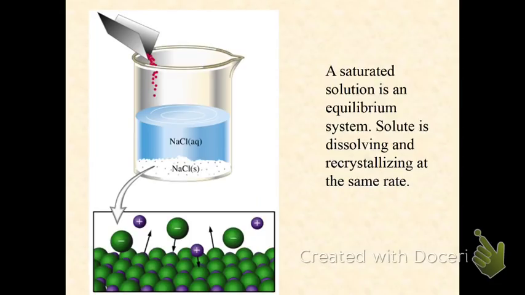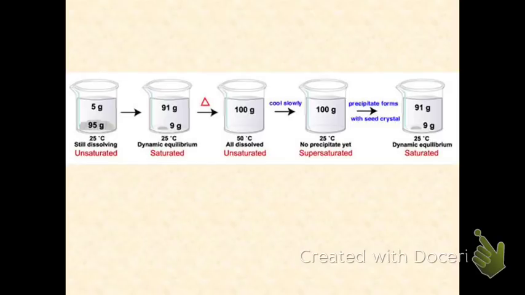A saturated solution, we'll say again, is at equilibrium. Next semester, equilibrium is going to be a huge topic for us, and we will be talking about solution equilibrium as well. And that is, of course, when the solute is dissolving and recrystallizing at the same rate. So it looks like nothing's going on in a dynamic equilibrium, but in fact it is. It's just happening on the particulate level. Here's an example of going from unsaturated to saturated, heating it up, going to supersaturated, and then whenever it cools back down and you have a seed crystal, it goes back to saturated.